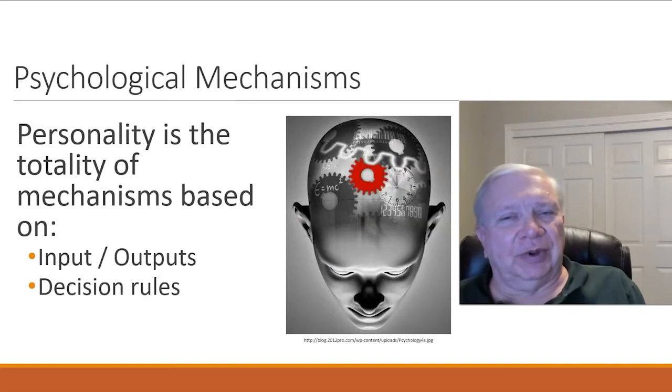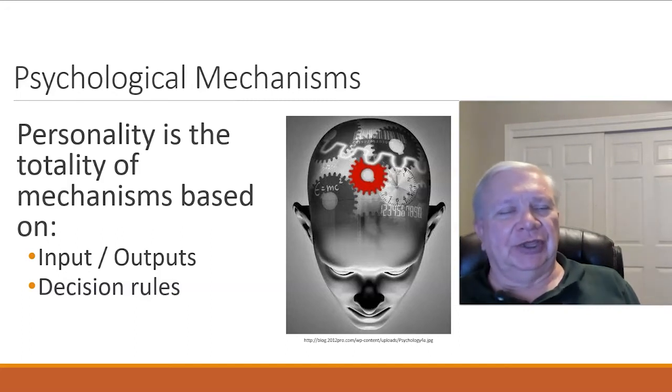We can also talk about personality as your system of psychological mechanisms. This is more of a cognitive type of view, and your personality is based on how you process input and output rules. What kind of decision rules do you use to behave in certain systematic ways? In the Dan McAdams article, he talks about conditional behaviors. If something happens, how do you react to it?